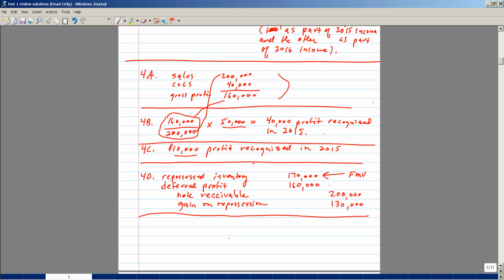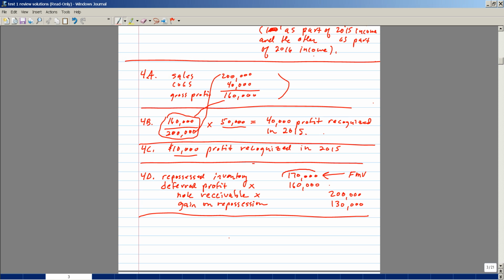You debit repossessed inventory to record the asset that is coming into the firm by virtue of the repossession. You remove from the accounting records the note receivable related to the sale. That's the note receivable that you recognized at the time of the sale. You remove from the accounting records the balance in the deferred profit account related to that installment sale, and the remaining difference between the amount of the entry to the repossessed inventory account and the deferred profit and note receivable accounts goes as either a gain on repossession or a loss on repossession. So in this case, the repossessed inventory is always recognized at fair market value.